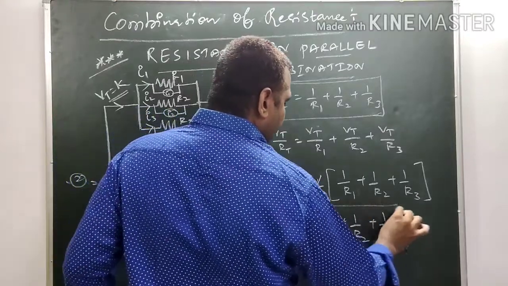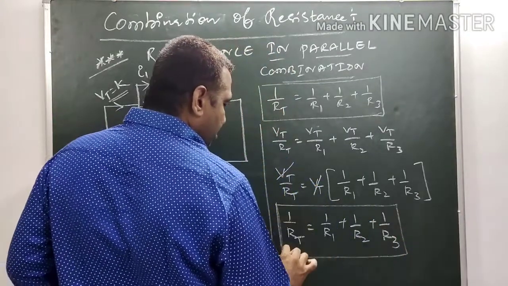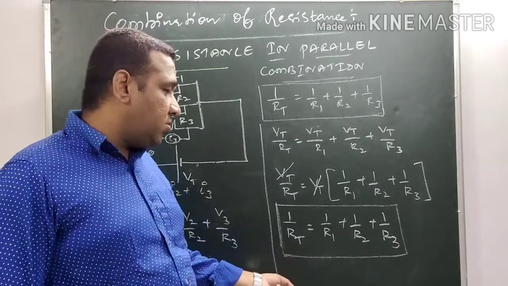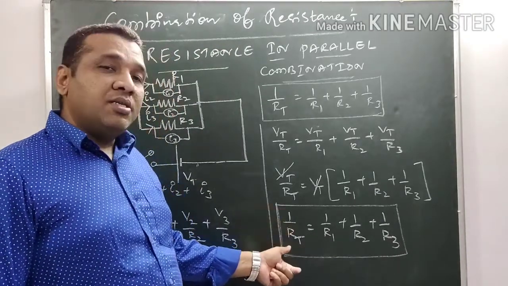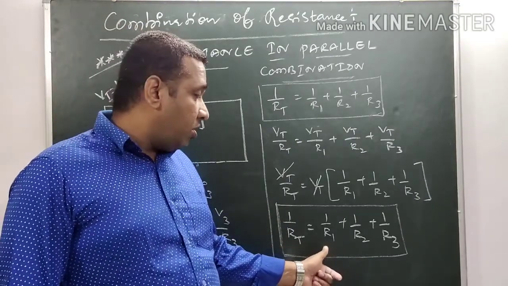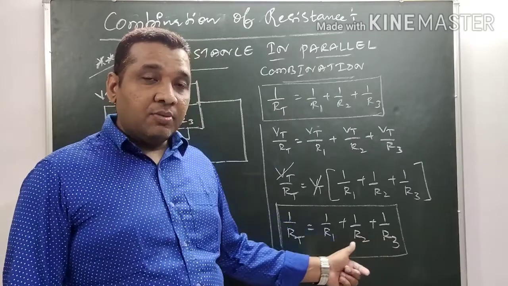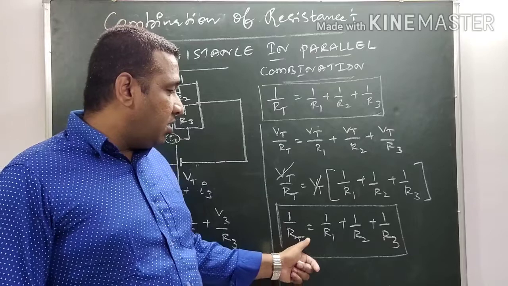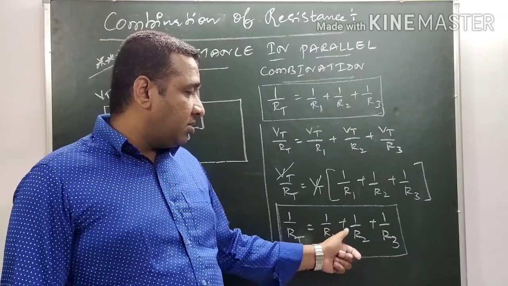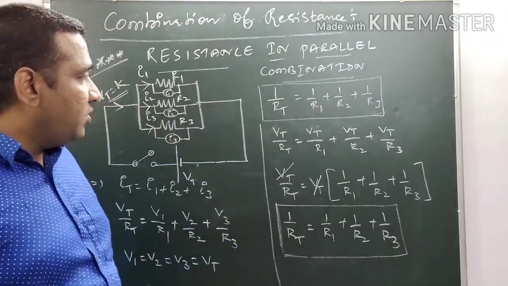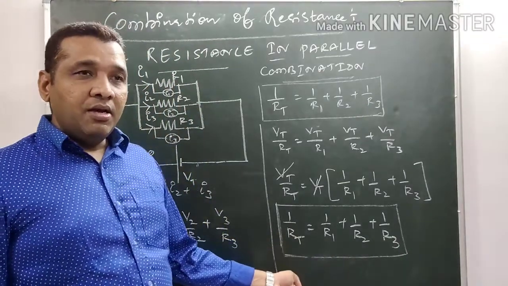So this is the equation for the resistors which are connected in parallel combination. What does it explain to you? The reciprocal of total resistance is equal to the sum of reciprocals of individual resistors. 1 by Rt is equal to 1 by R1 plus 1 by R2 plus 1 by R3. So this is the derivation which we have derived for parallel combination.